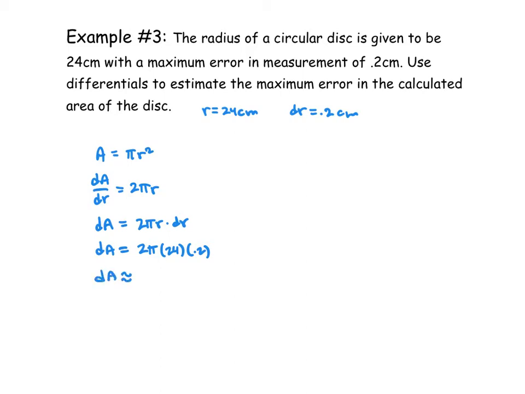This is giving us an estimate for the change in the area given this small change in the radius, which comes out to be, I believe, 48 times 0.2, which is 9.6 pi. And that would be centimeters squared.